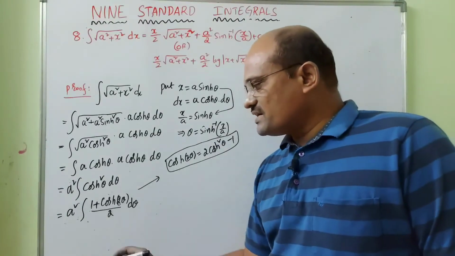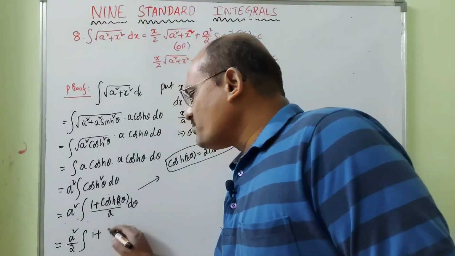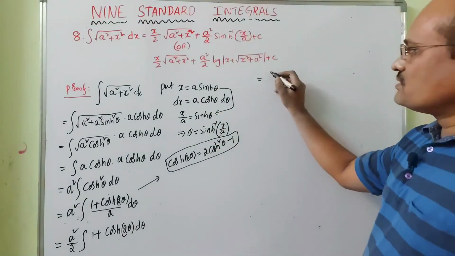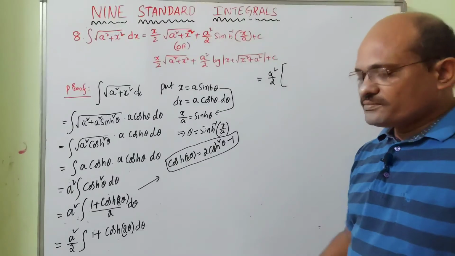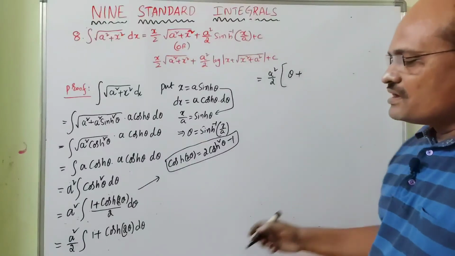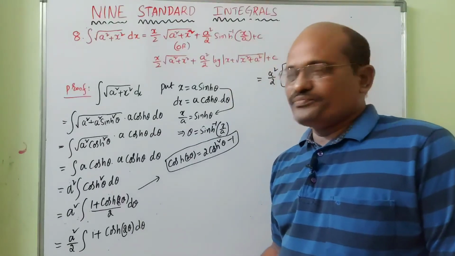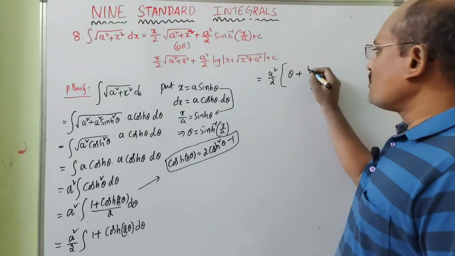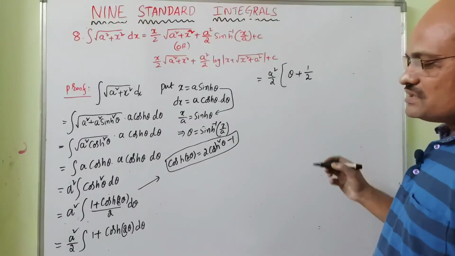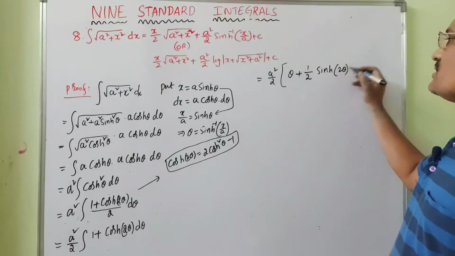Before that, write 2 outside. It is a constant. A square by 2 integral of 1 plus cosh of 2 theta d theta. Now go for integration. Plus is there in the middle, integrate separately. One integration is theta. Cosh of 2 theta we have to integrate. Here inside we have 2 theta, so the coefficient of theta is 2. That's why before it you have to write 1 by the coefficient, 1 by 2. Now cosh 2 theta integration: cosh integration is sinh of 2 theta.